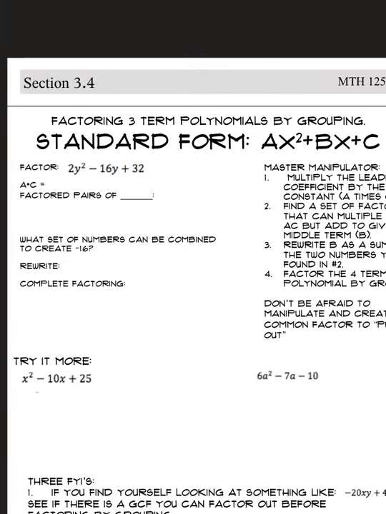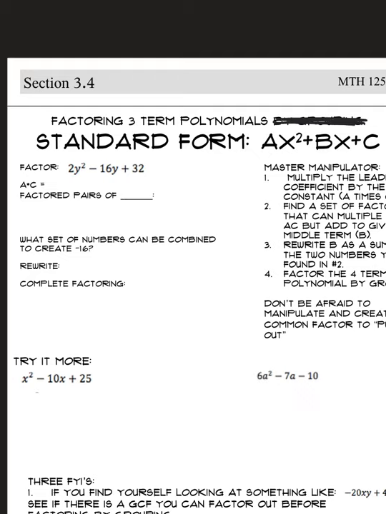So let's talk a little bit more about factoring three-term polynomials, but we're not going to do it by grouping, so I'm going to go ahead and erase that. I'm going to do this using the AC method, which is what I had when I was in high school, which is basically a whole lot of trial and error. Sorry. So this is how it's going to work.